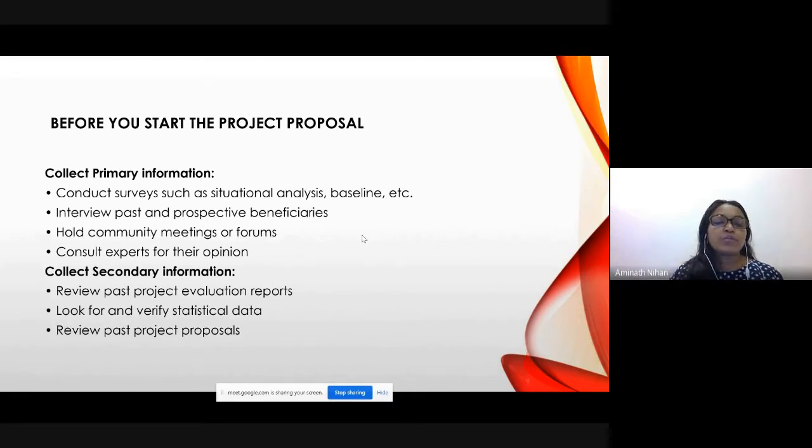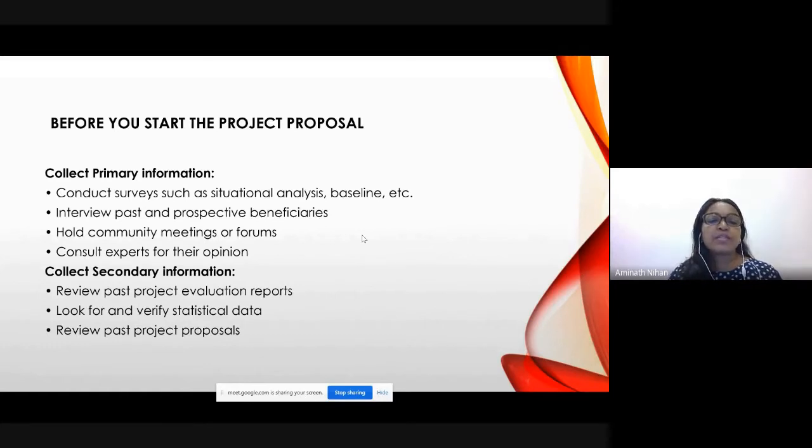So those who have actually experienced this in the past, and those who will receive the benefits of your current project. So both groups you can actually interview. These are just different ways. You don't have to do each and every one of these. So as much as possible, collect primary information. These are some of the ways you can do it.